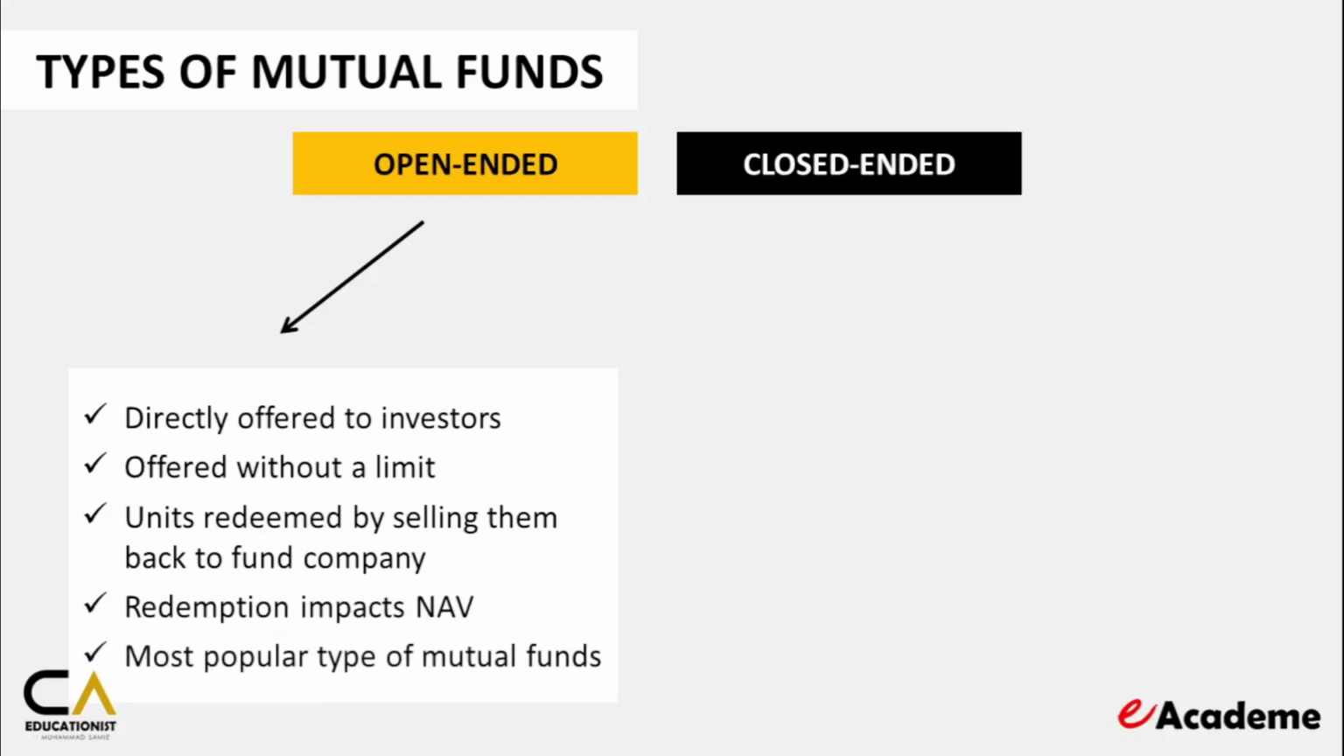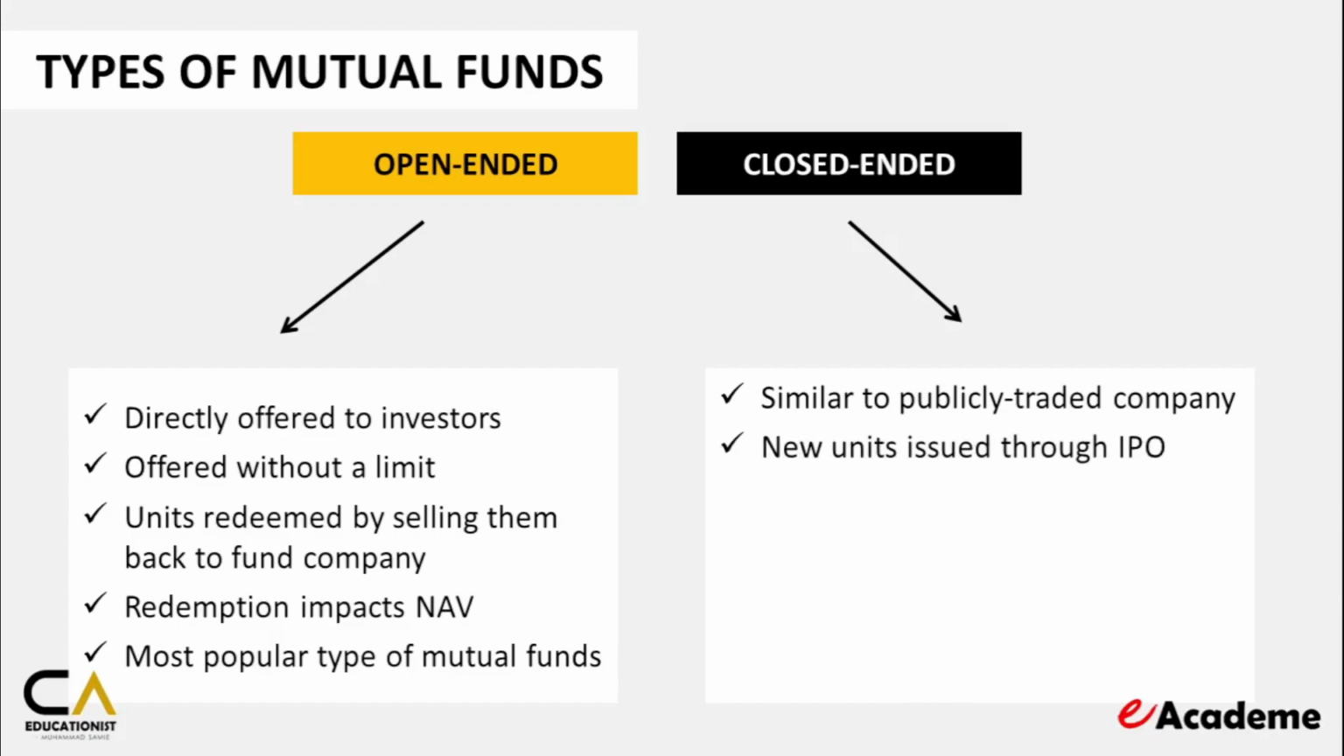When we are generally talking about mutual funds, we are actually referring to open-ended mutual funds. Most of the mutual funds are open-ended funds. Closed-ended funds, on the other hand, work just like the publicly traded company. Just like a publicly traded company issues a fixed number of shares through an initial public offer, these units are also issued through an initial public offer and are subsequently traded in the secondary market.